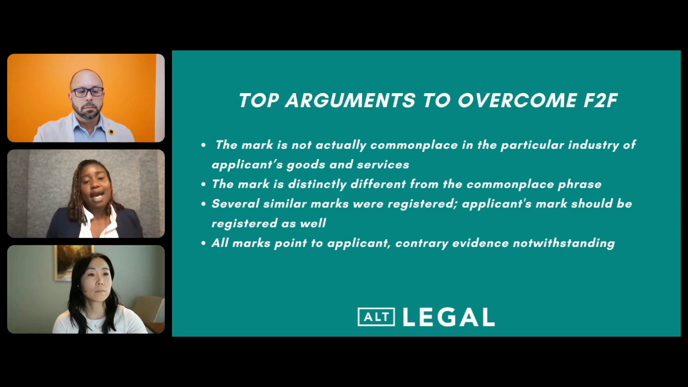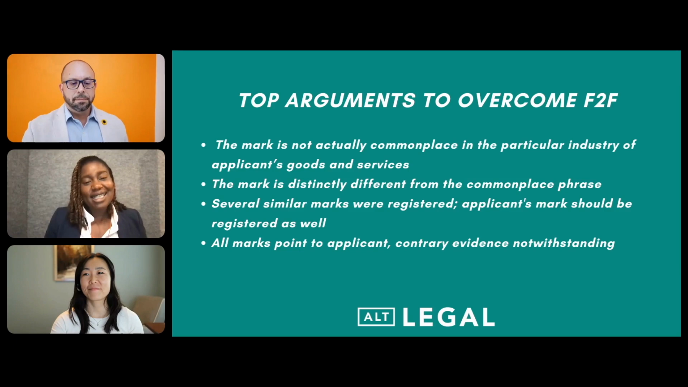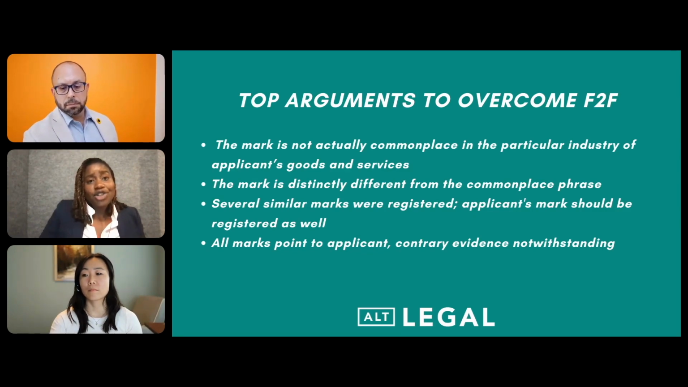The third argument is that several similar marks were registered, so the applicant's mark should be registered as well. But even then, I would say with the caveat, this argument has not always been consistently accepted. See Mama Bear, for instance, for clothing, to see how that argument was essentially refused. And then the fourth argument is that all marks point back to the applicant, contrary evidence notwithstanding. So again, these are not all the arguments that can be made, but these are the arguments that we've seen over and over again in our research that I wanted to bring to your attention. So let's jump into each of them.